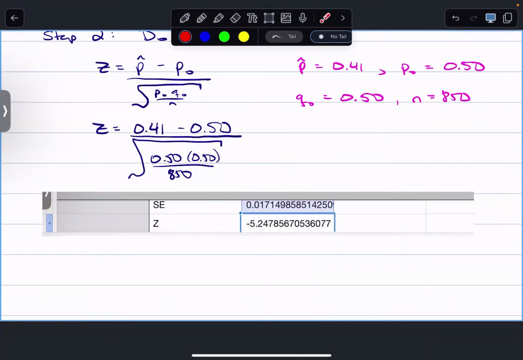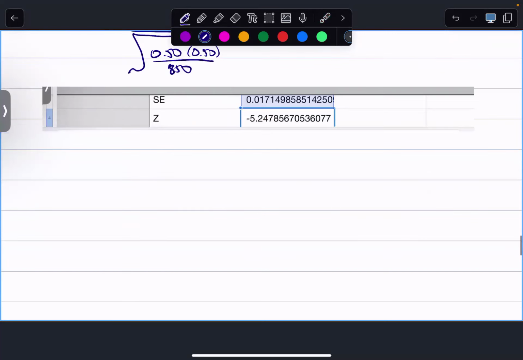So we have a Z that's really, really far away, right? 5.25-ish standard errors below the hypothesized center. And so now we're ready for step 3, which is find the p-value. The p-value is the area in the tail.